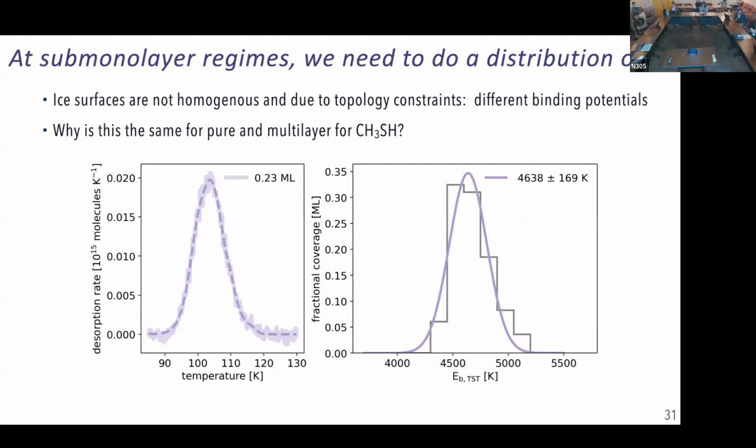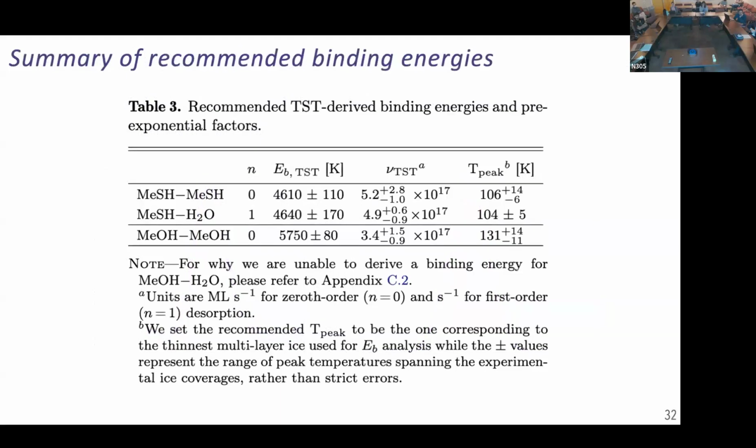For submonolayer regimes, we can't fit for a single binding energy. We have to fit for a distribution, and this is due to the ice topology. It has different orientations, and so molecules can go on top and arrange themselves differently. So we fit for the thinnest one because that's the most ideal case, and we fit for this distribution. What we find is that in the recommended binding energies, there's effectively no difference between methanol and water.